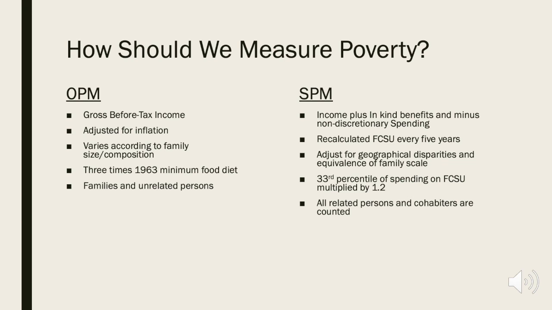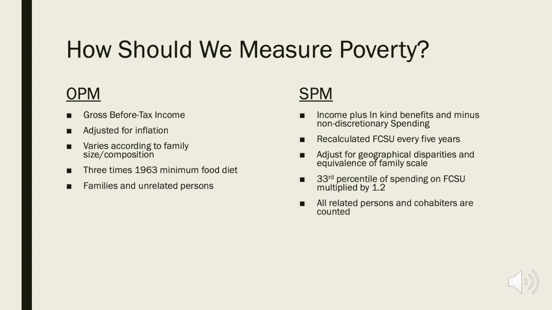There are many problems with the official poverty measure, which the supplemental poverty measure would solve. The official poverty measure only takes the gross before-tax income and does not factor out non-discretionary spending, which is money that is not actually available to a family. The SPM, on the other hand, would subtract out non-discretionary spending and add in government assistance. Another problem with the official poverty measure is that the number only changes when it's adjusted for inflation. The supplemental poverty measure, on the other hand, would be recalculated every 5 years.